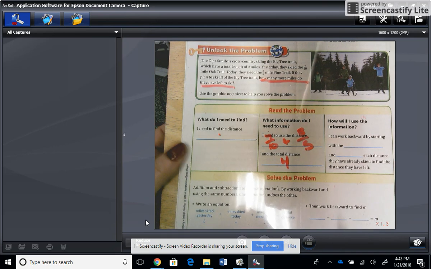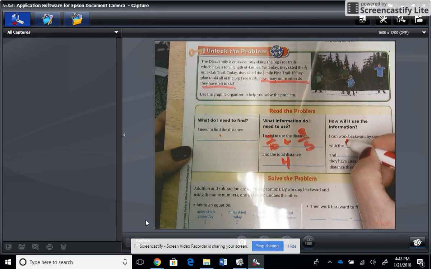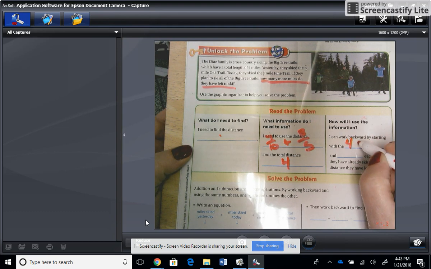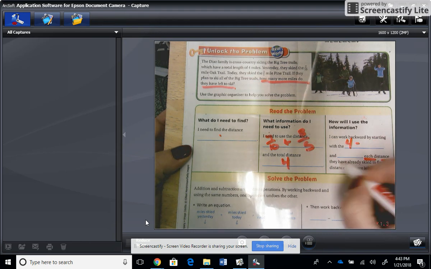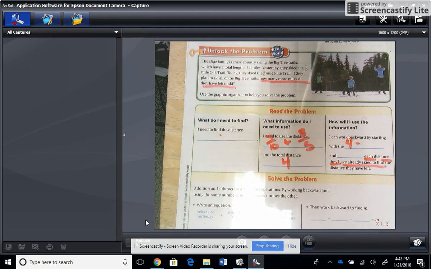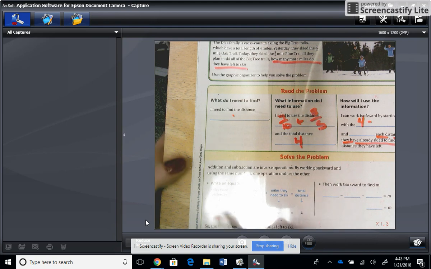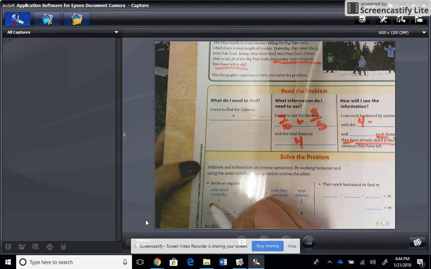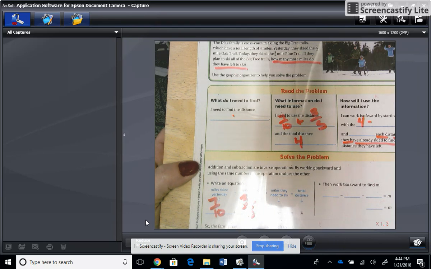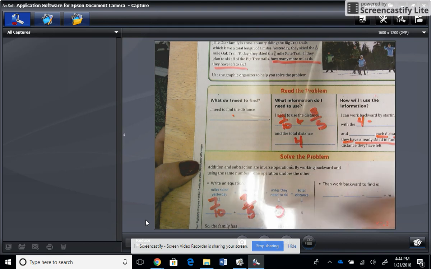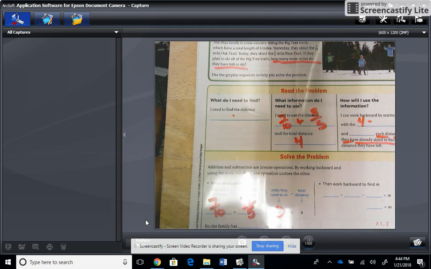Well, I could go backwards with 4 miles, and then I could subtract off the total miles they went, each distance, or subtract it by each distance. So yesterday they skied 7/10, and today they skied 3/5. So how many miles do they still have left to go? That's our M, so we'll figure that out.